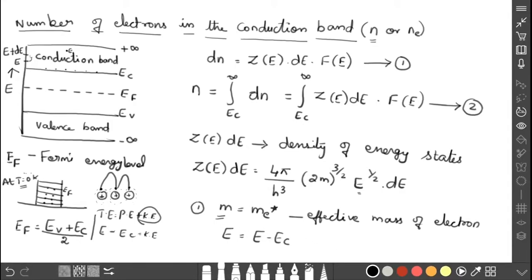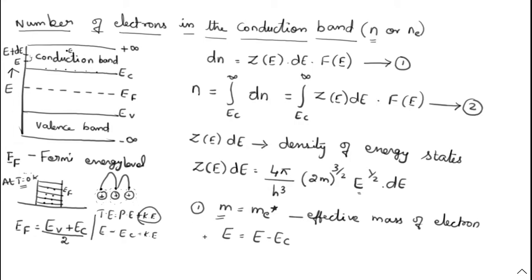So this is the second modification. The first one is m is equal to me star, and the second one is E replaced by E minus EC. These 2 modifications I am going to make in this equation, which I am considering as equation number 3. So let us go to the next page to substitute these values. Instead of m, I am going to write me star, and instead of E, I am going to write E minus EC.